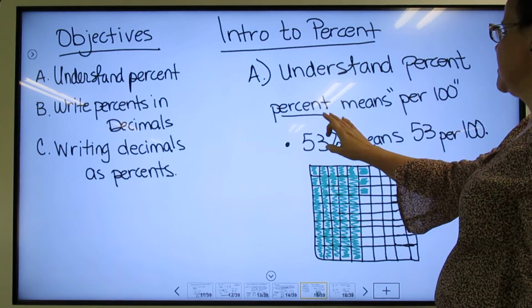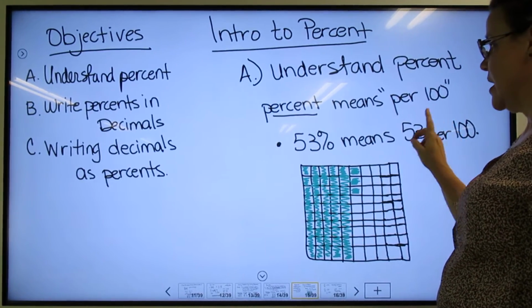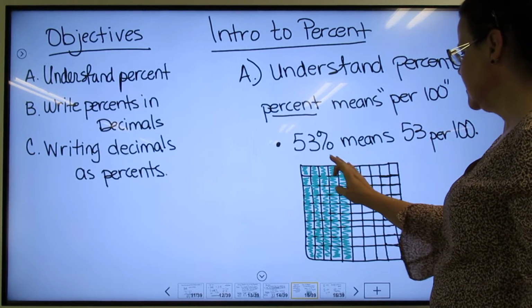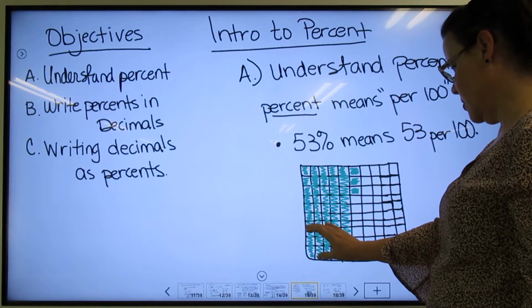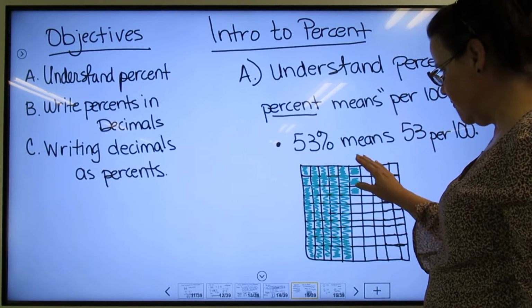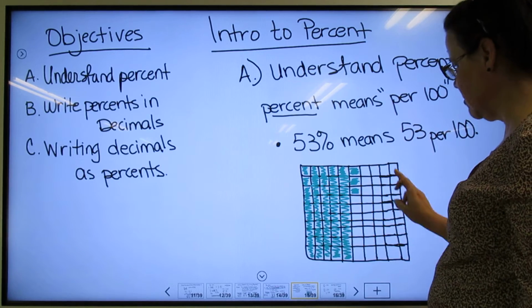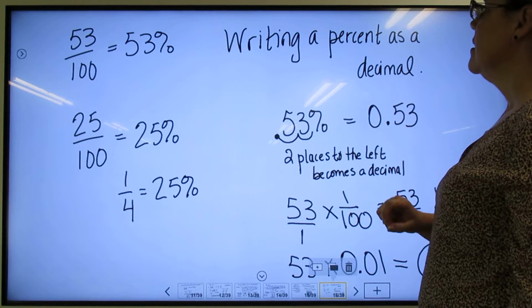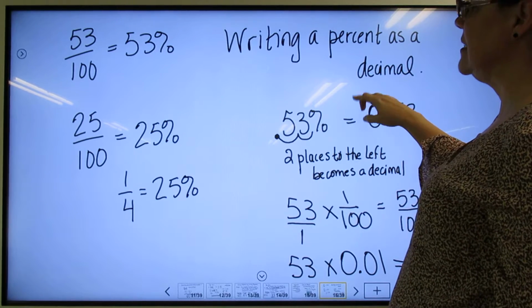Understand percent. Percent means per 100. 53% means 53 per 100. This is 100 pieces in this little grid here, and I colored in 53 so you see what 53% kind of looks like. Okay? All right, next. Writing a percent as a decimal.